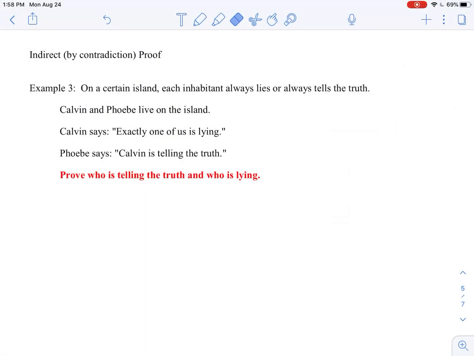All right, let's take a look at another indirect proof, or specifically one by contradiction. And this one's a little bit different than our previous. So we're given a scenario. On a certain island, each inhabitant always lies or always tells the truth.